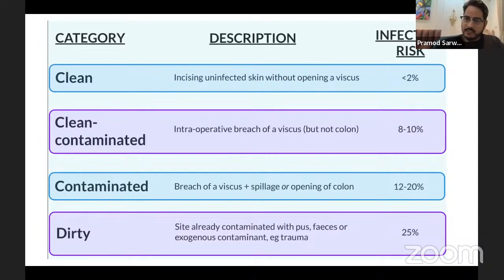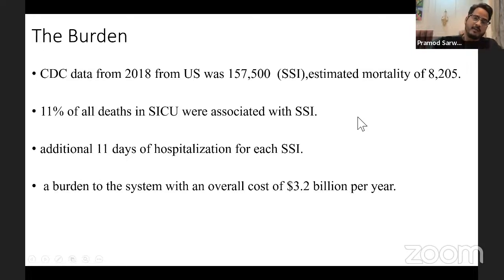And the chance of infection is 20 to 25% in contaminated and dirty surgery, going up to 40% of patients. And that's why it creates a huge burden. This data from CDC in 2018 shows that for the patient, it extends the hospitalization, and for the system, it increases the healthcare cost.